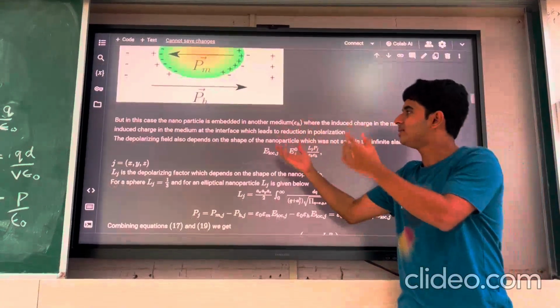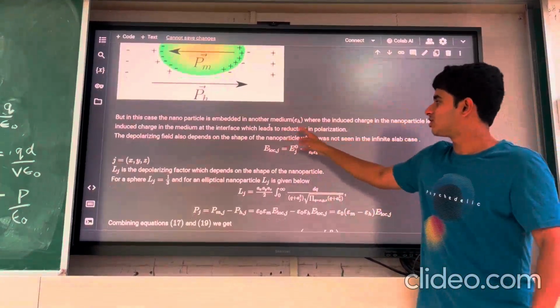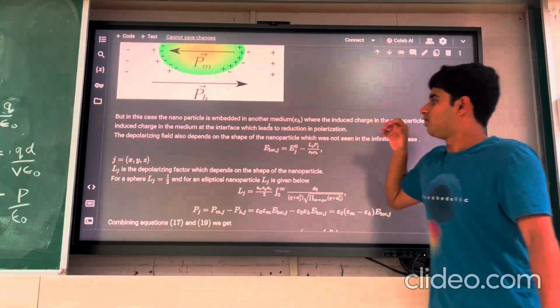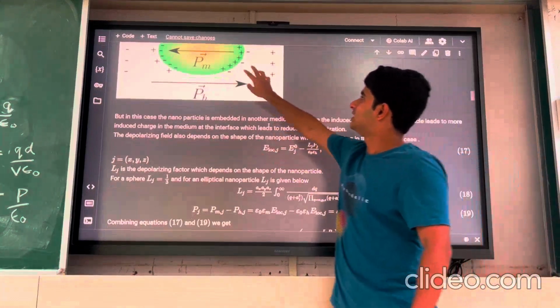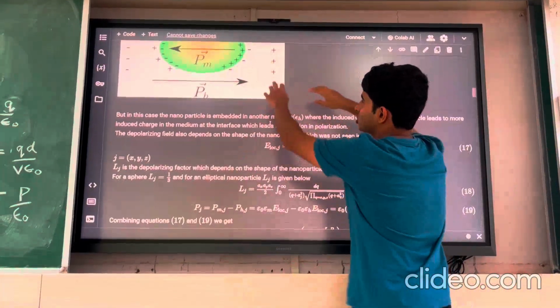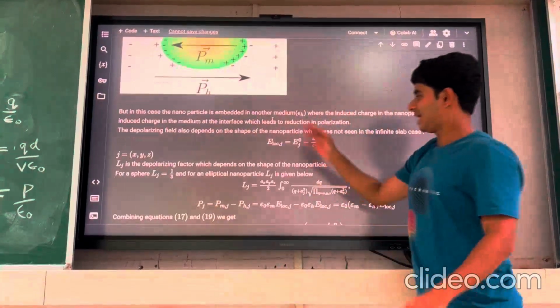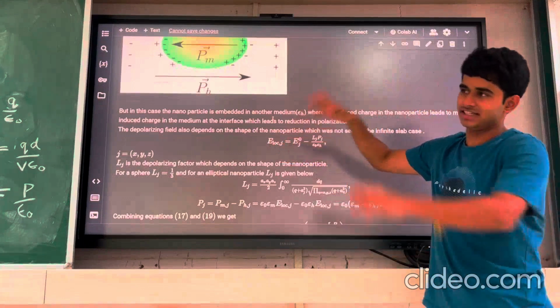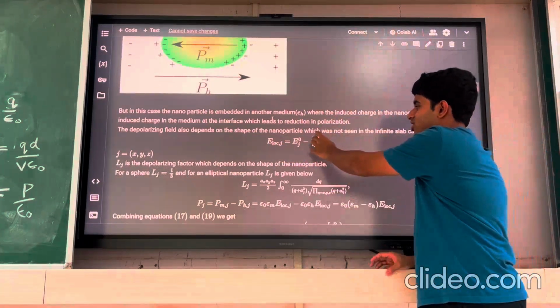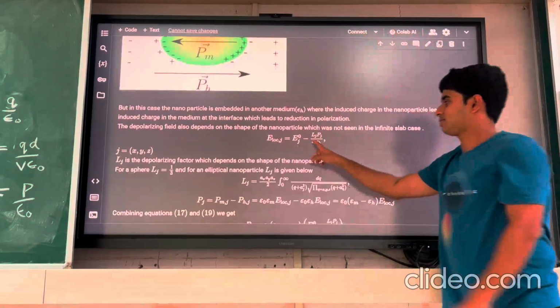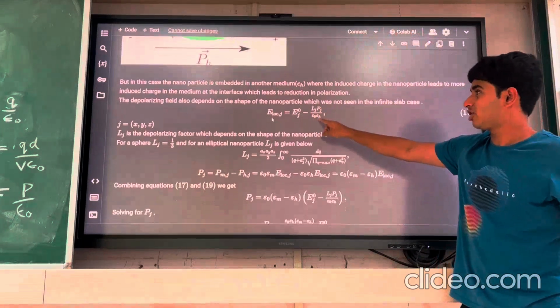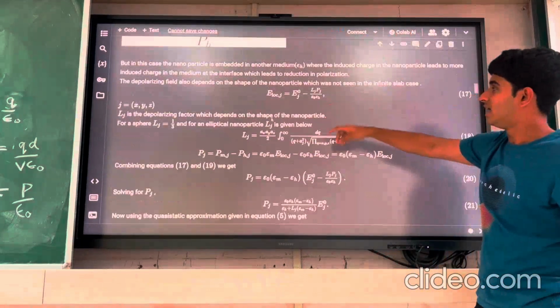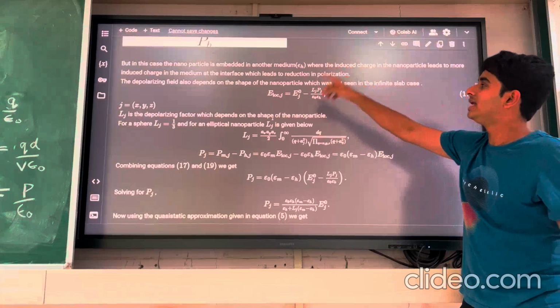In this case, the nanoparticle is embedded in another medium, where induced charges in the nanoparticle will lead to more induced charge in the medium at the interface, which leads to a reduction in polarization. After finding this extra polarization in the medium, we get the local electric field as Ej naught, which is the external electric field, minus Lj Pj by epsilon naught epsilon h. So epsilon h comes because you have a host medium, and Lj is something called a depolarizing factor.